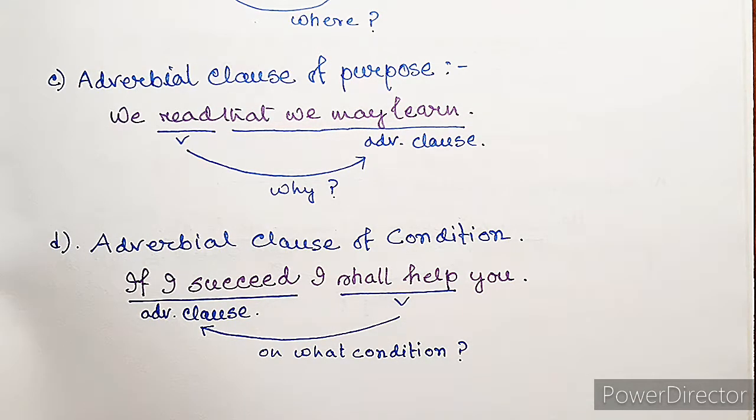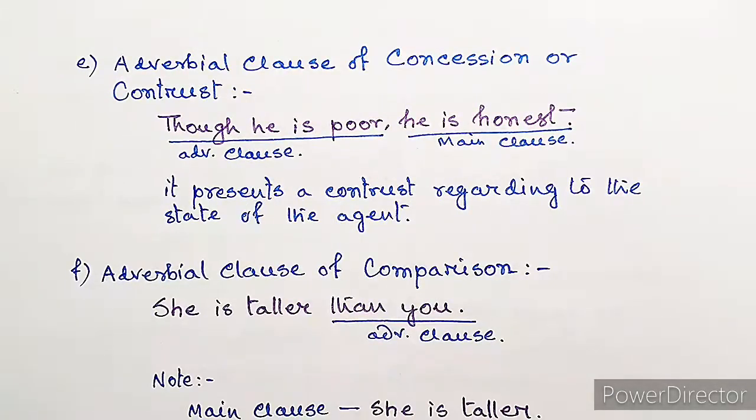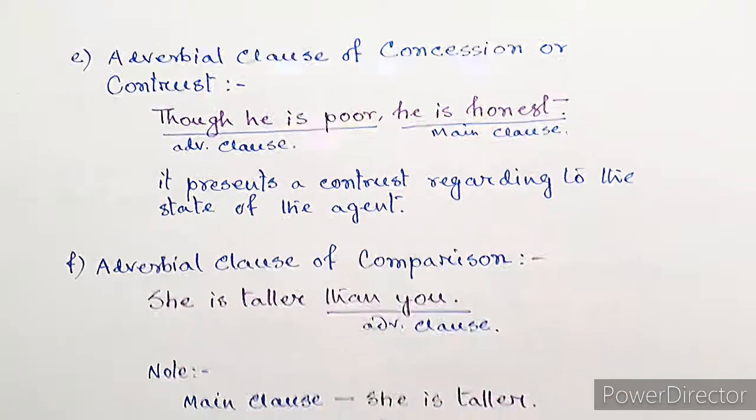Next comes adverbial clause of condition. Note the example, if I succeed, I shall help you. Here the subordinate clause if I succeed modifies the verb shall help. Now comes the adverbial clause of concession or contrast. Note the example, though he is poor, he is honest. Here the subordinate clause though he is poor modifies the verb is. It presents a contrast regarding the state of the agent.